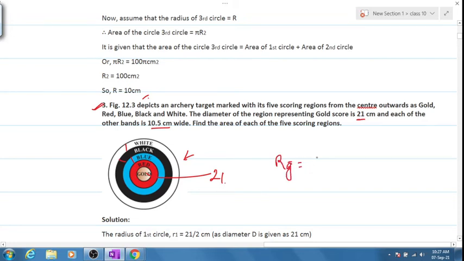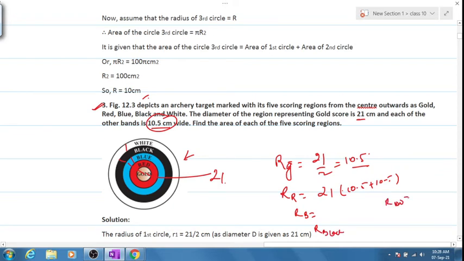Let's represent it as RG. It will be 21 by 2, that is 10.5. And what will be the radius of the red one? 21. Yes or no? The width is 10.5, so the radius obviously will be 21. It's 10.5 plus 10.5. Similarly, we'll go on adding 10.5 for blue, as well as 10.5 for black, as well as 10.5 for white. Is it clear?